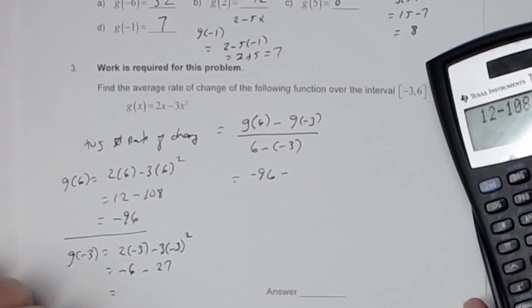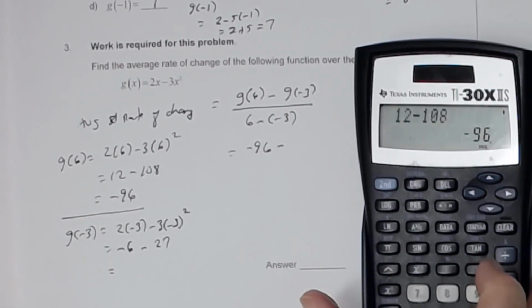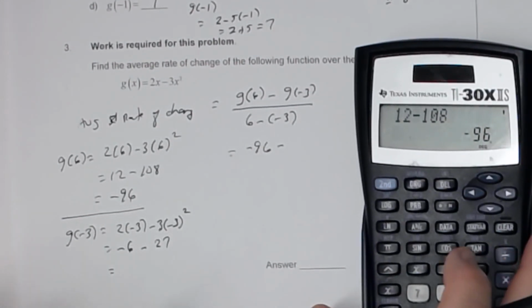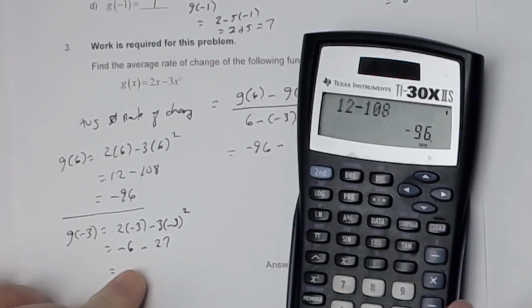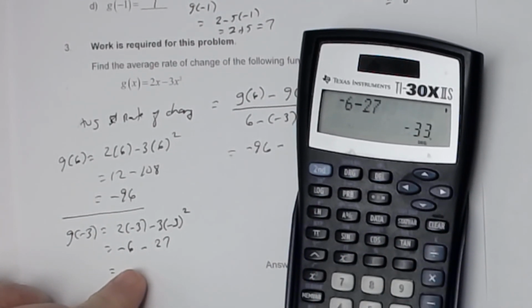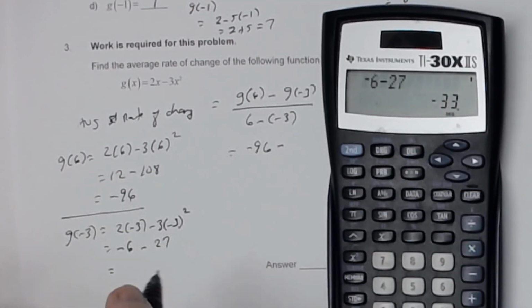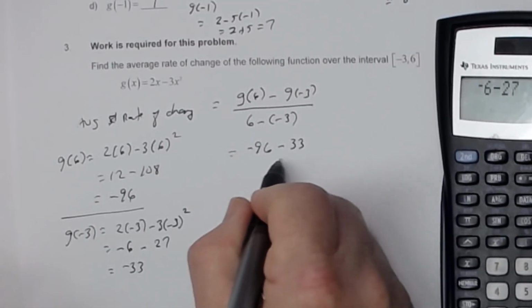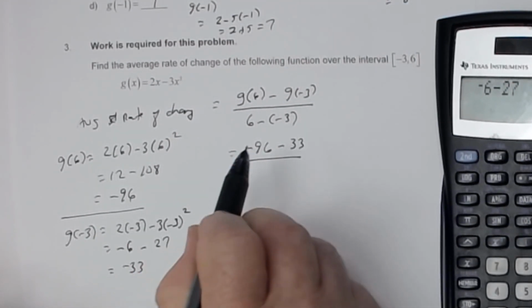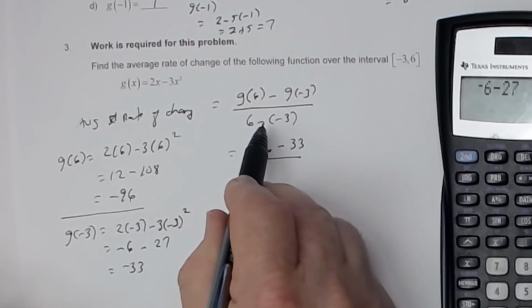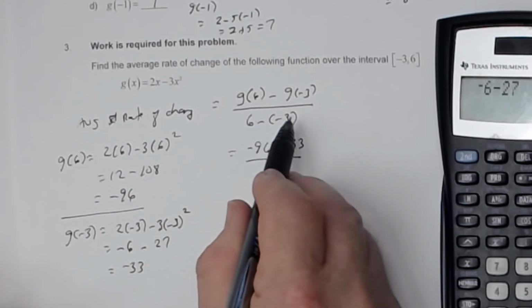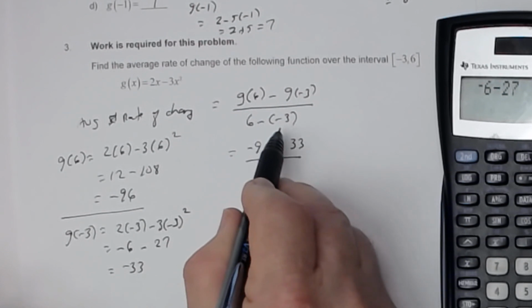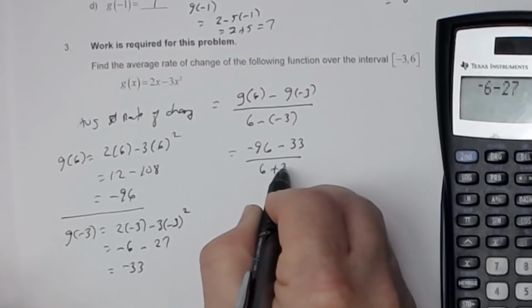Now, if you're not very confident doing that in your head, use your calculator. You have access to a calculator. So say negative 6, subtract 27, and you'll get negative 33. All right, now that's g of negative 3. I had to see that. I had to see where that came from. And then all of that's being divided by, now remember 6 subtract a negative 3 means 6 plus the opposite of a negative 3. So that's 6 plus 3.